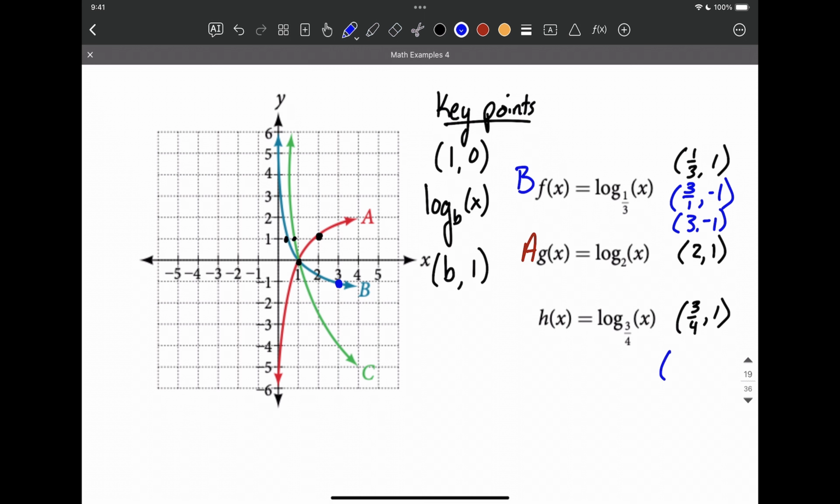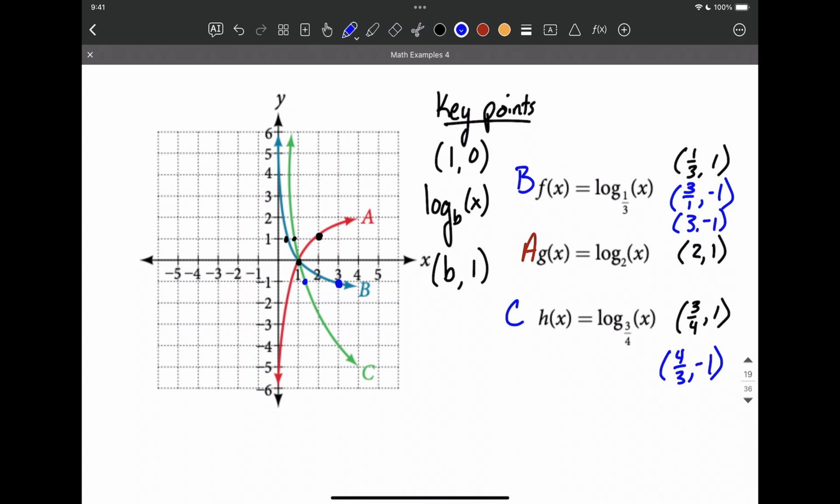This other one should be (4/3, -1). So 4/3, an improper fraction, is a little bit bigger than 1. 4/3, -1 would look like that. So that's going to go along with C.